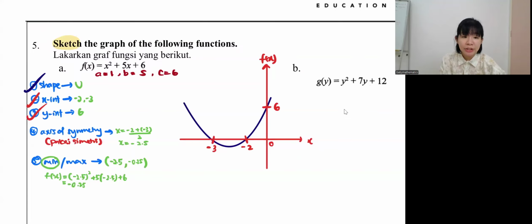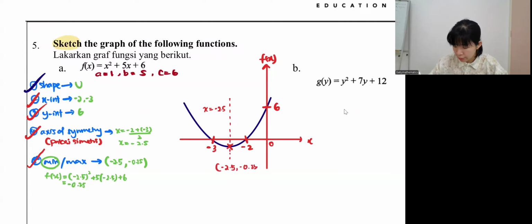Okay, the axis of symmetry is the line exactly in the middle. So you see, exactly in the middle. This is called x equals -2.5. Then the fifth one, the minimum point. The minimum point is the lowest point here. So the x coordinate is -2.5, and the y coordinate is -0.25. This is the perfect graph.